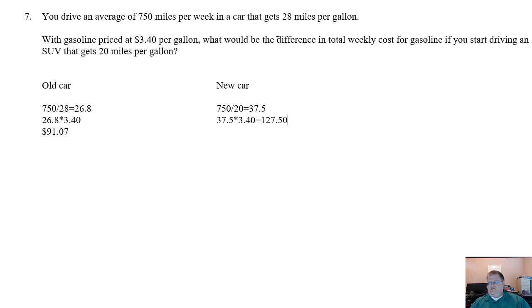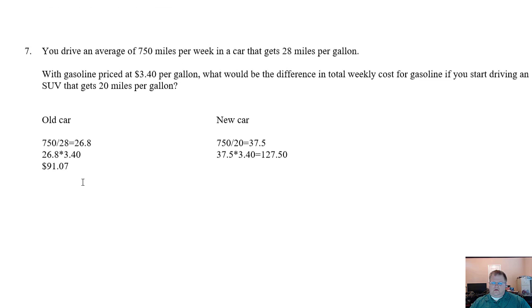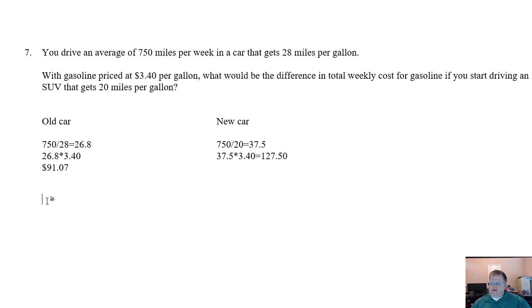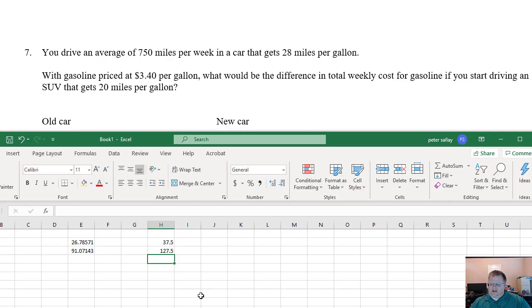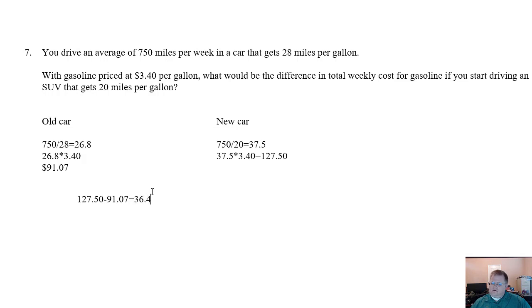Okay, and I'm asked to find the difference in the weekly total, so I need to subtract. Sorry, got a lot of hands there. So I need to know what 127.50 minus 91.07 is, and that's where I'm going to let Excel do the heavy lifting for me. So take that number minus that number, and I get 36.43. So a difference of $36.43.